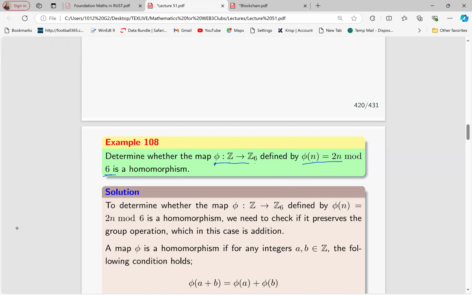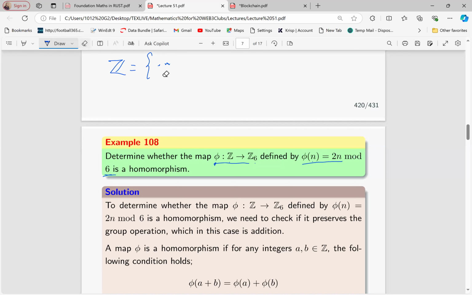So the mapping Z, you see Z, these are integers. Let me just remind you what integers are. Integers are all the negative and positive whole numbers we know. For instance, the dots mean continuation. Like -4 is an integer, -3 is an integer, -2 is another integer, -1 is an integer, 0 is an integer, 1 is an integer, 2 is an integer, and so on.